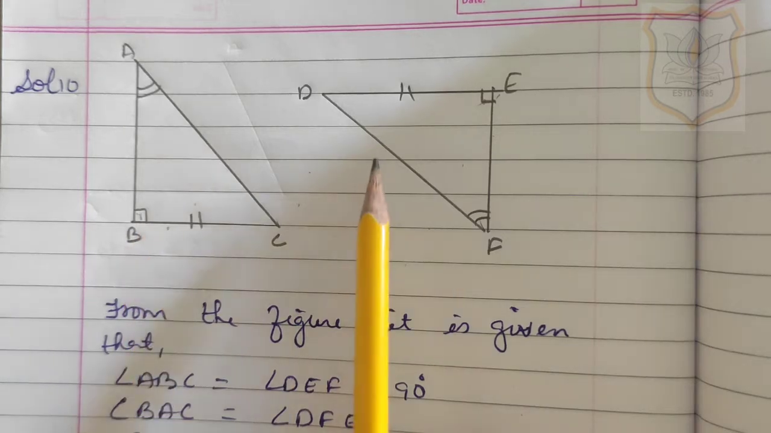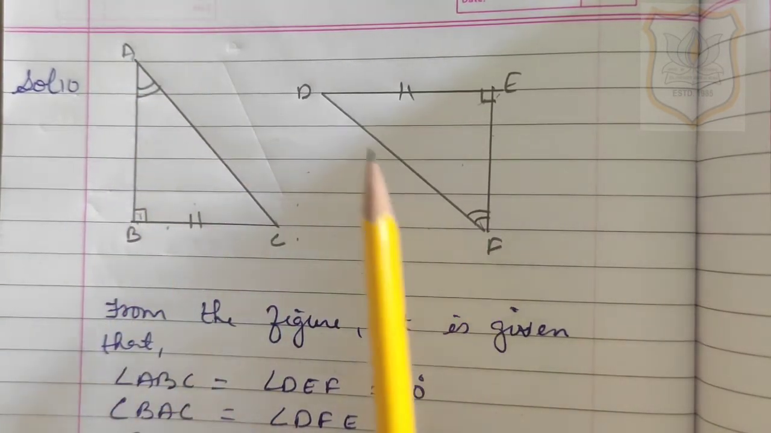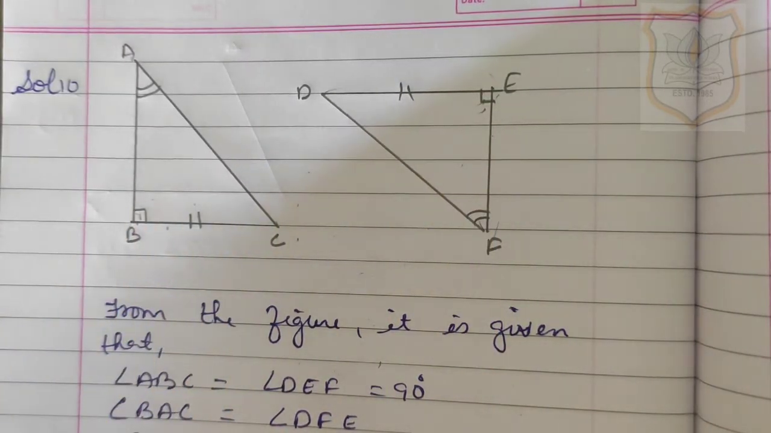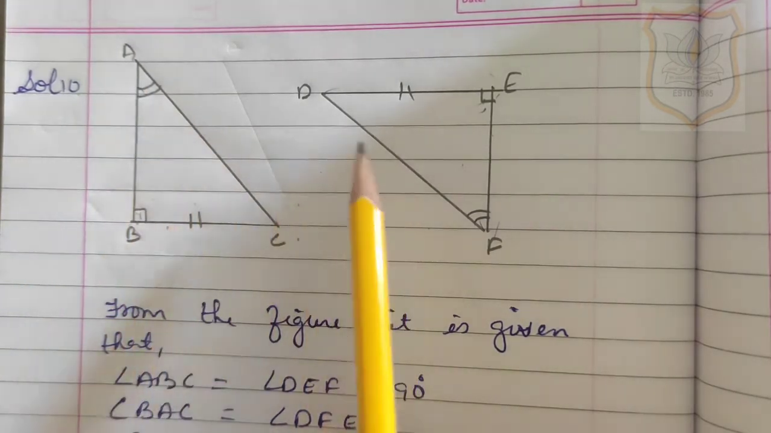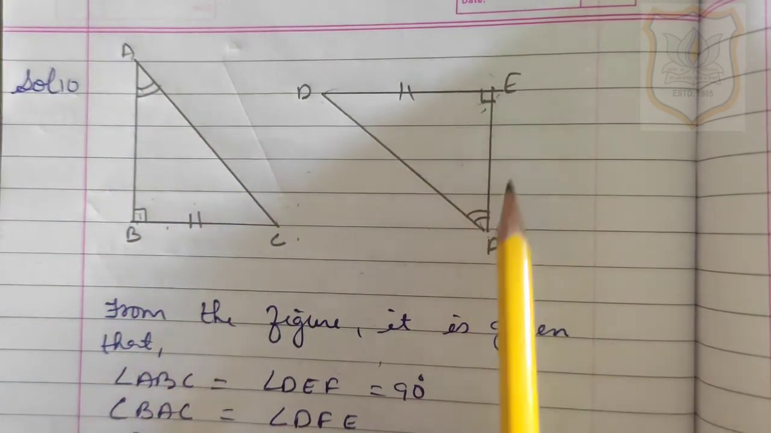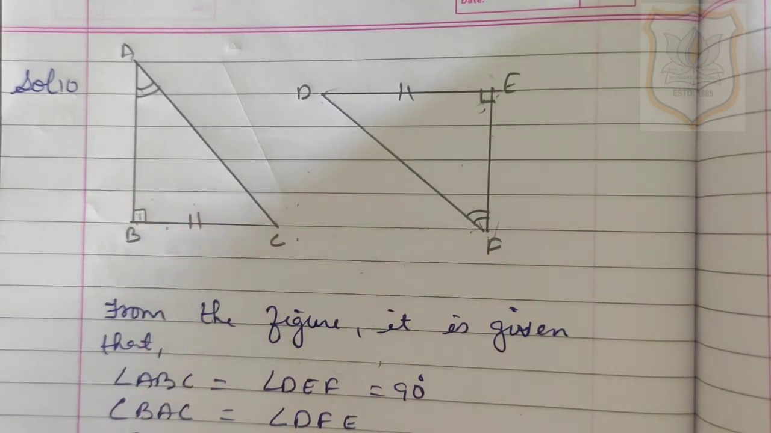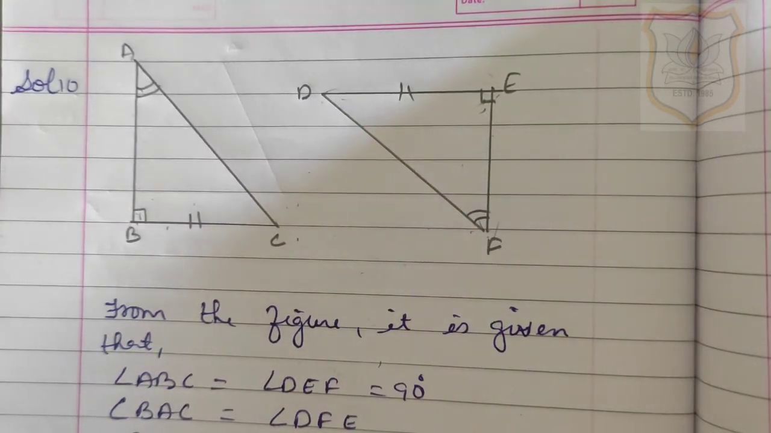From the given figure we can say that angle ABC, that is angle B, and angle DEF, that is angle E, are both equal, as the measure of both angles is 90 degrees, and angle BAC, that is angle A, and angle DFE, that is angle F. It is given in the question that they are both equal, and side BC is equal to side DE.